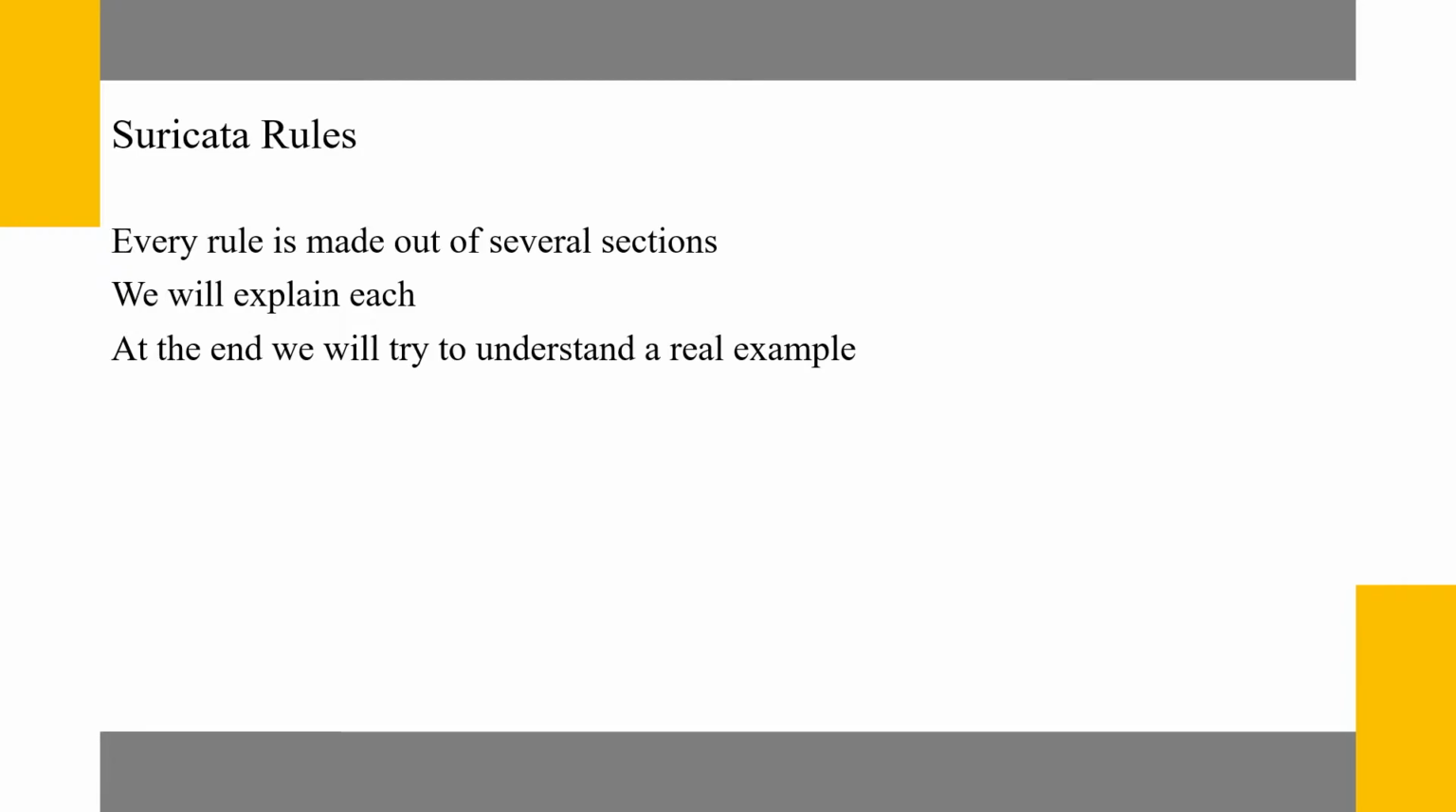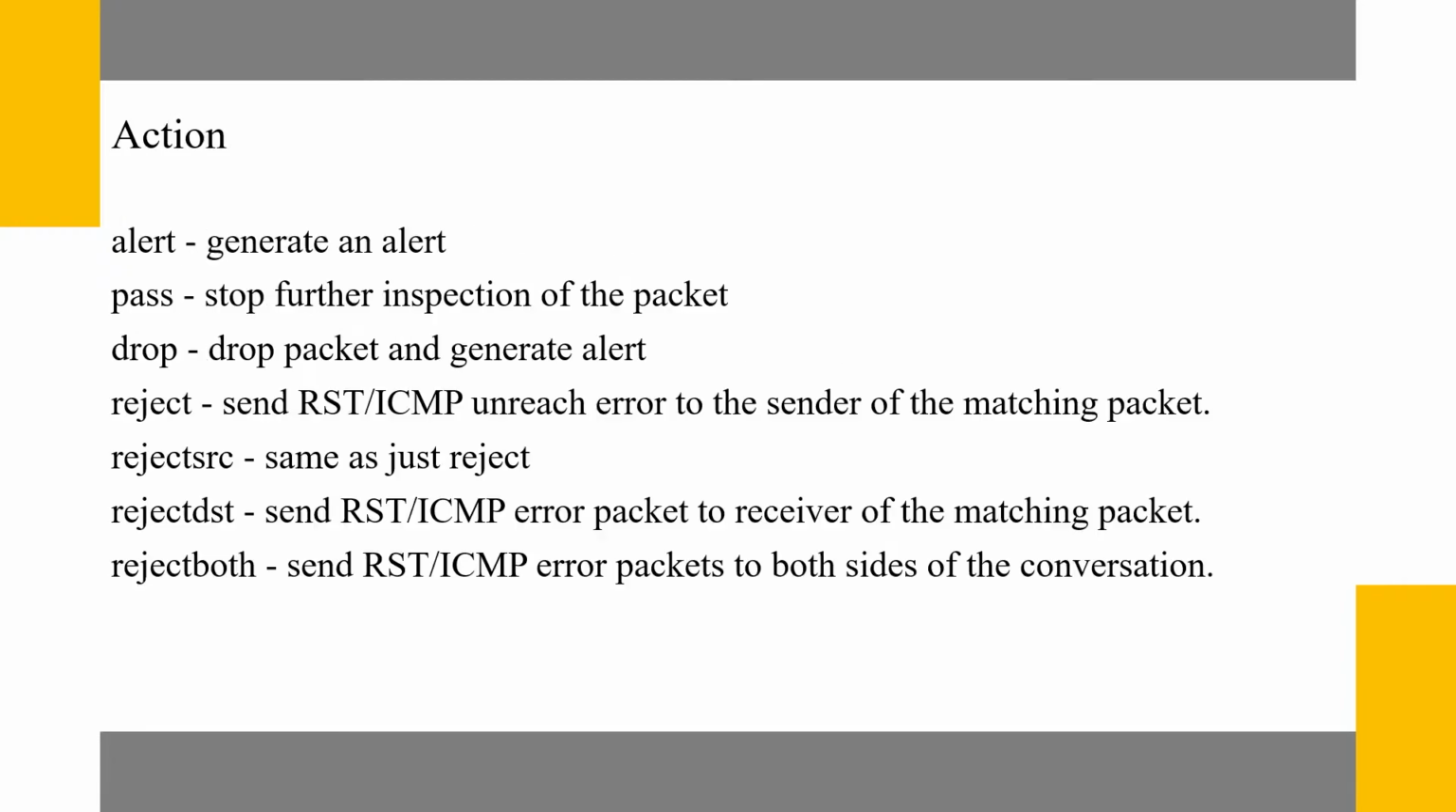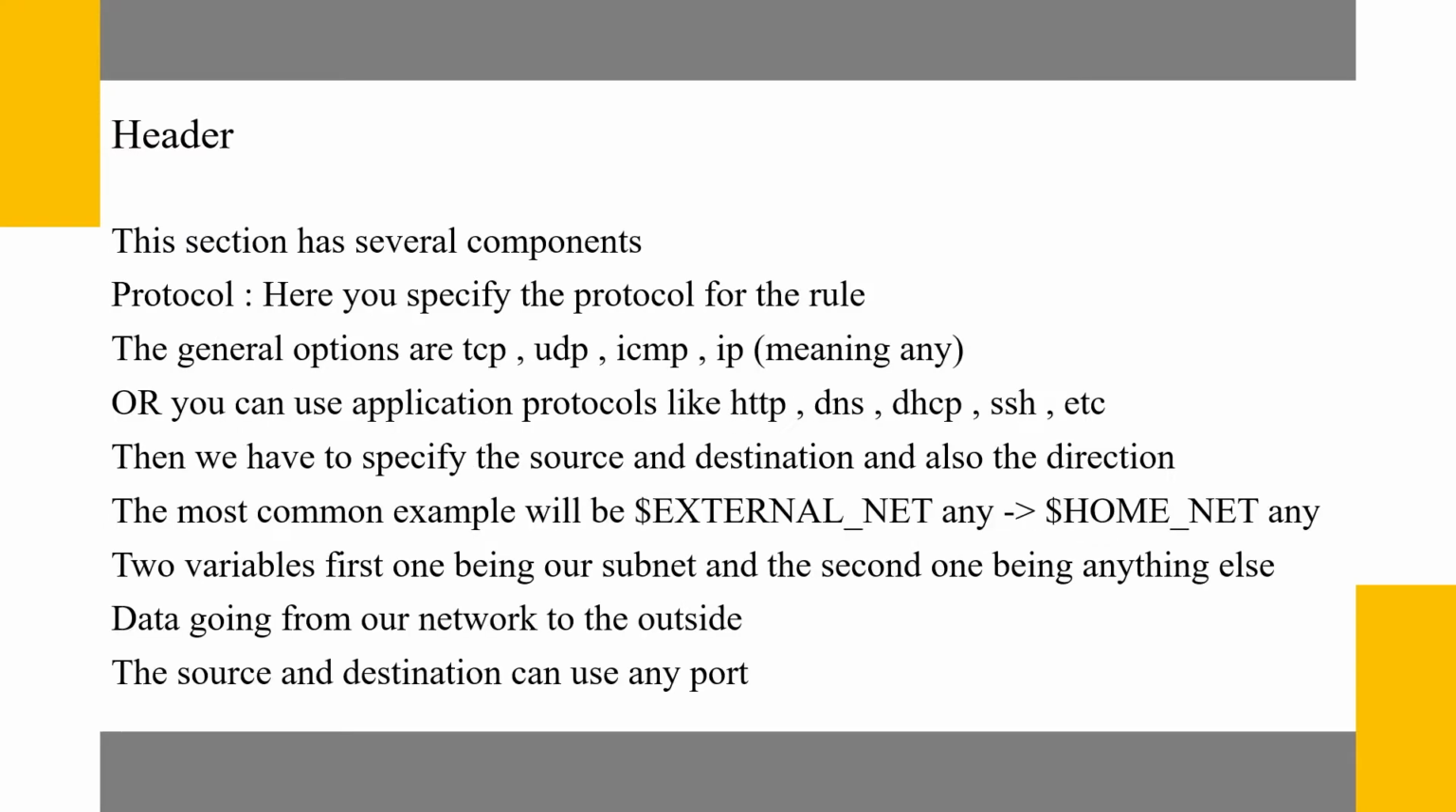Let's find out how the rules work and operate. All rules should have an action. The two actions that we mainly care about are alert and pass. In the header, you first have to specify a protocol. Depending on the IDS's features, you may have access to layer 5 protocols. Then you add the IP address ranges and the ports with the direction.